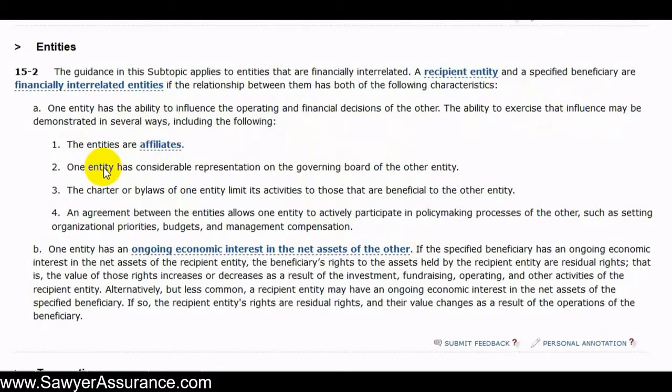One entity could have considerable representation on the governing board of the other entity. So maybe the board of directors for both entities is the same. The charter or bylaws of one entity limits its activities to those that are beneficial to the other entity. So maybe this recipient entity's operations are forced or limited to just being a pass-through entity. So that entity's activities are limited to being beneficial to the beneficiary.